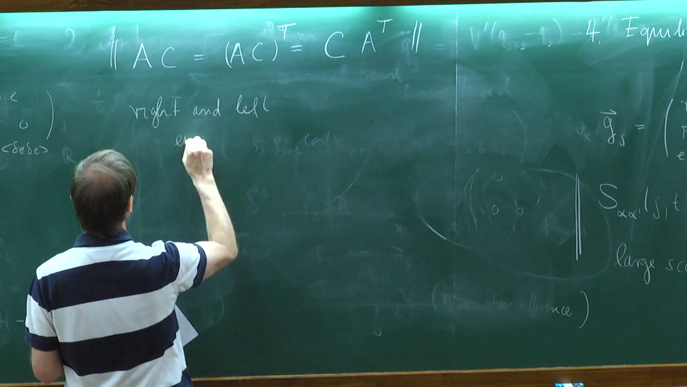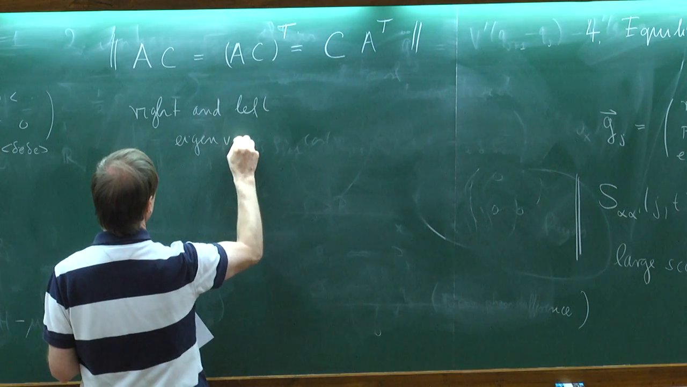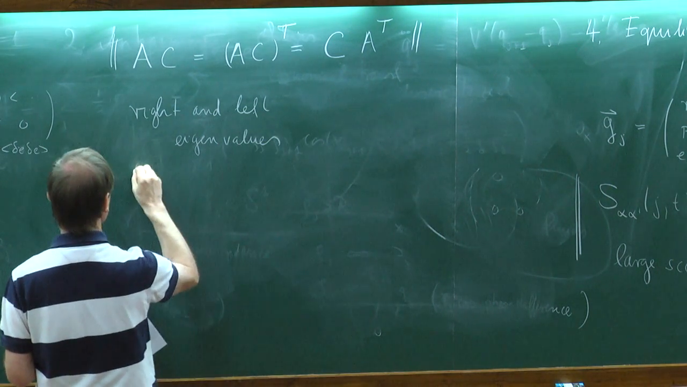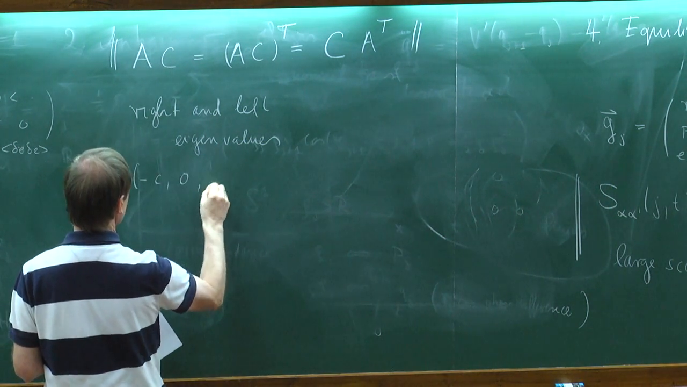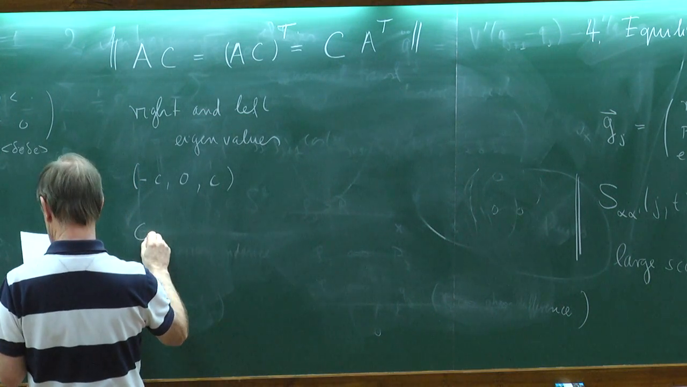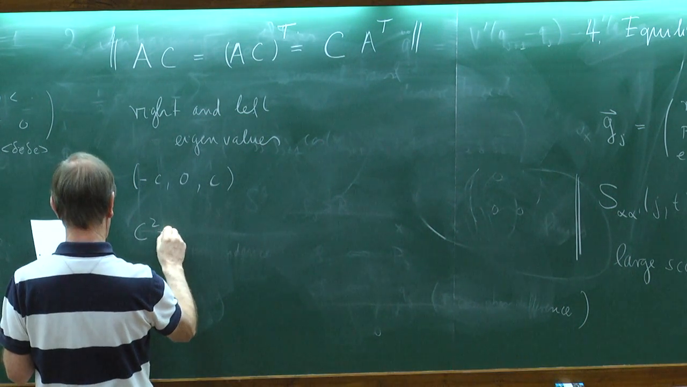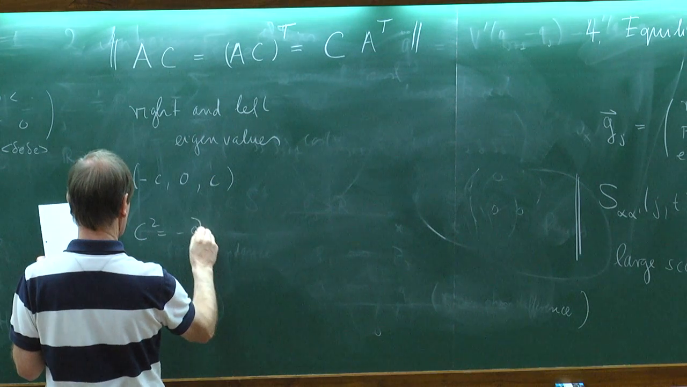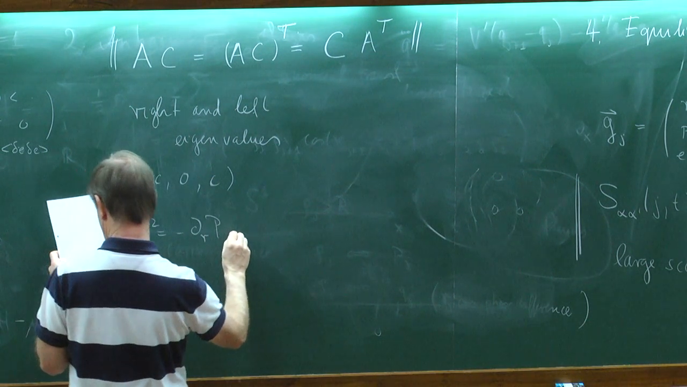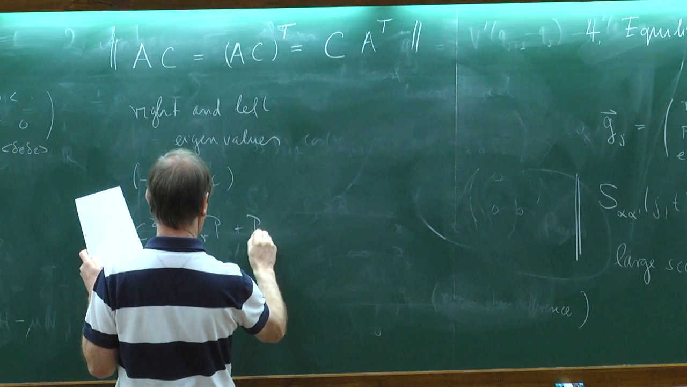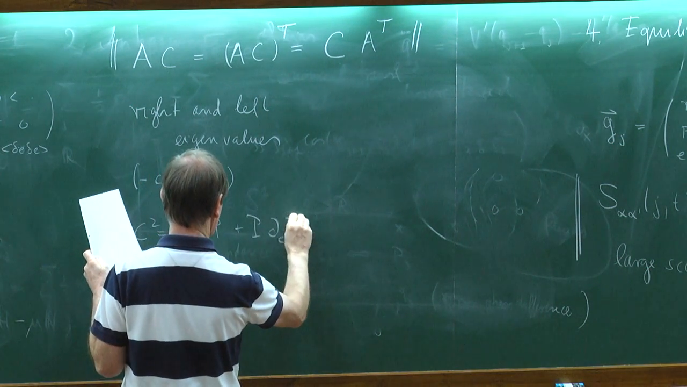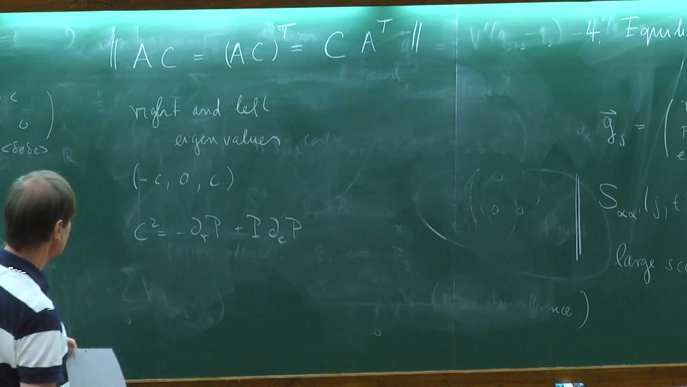And you have eigenvalues, and you compute the eigenvalues, and you find three of them. You find minus c, 0, c, and you find c squared is equal to minus drp plus p ep. Okay, maybe that's a good point to stop.